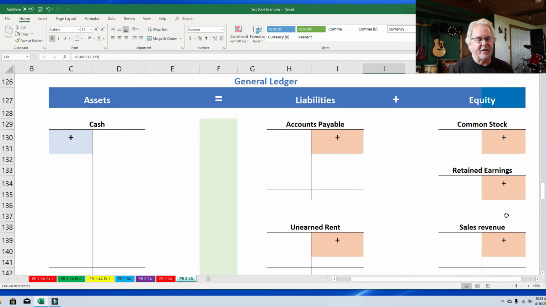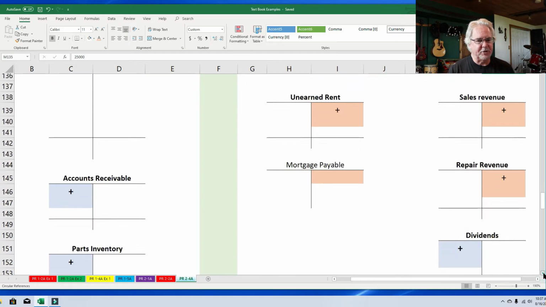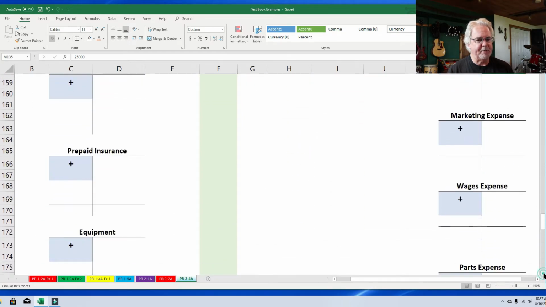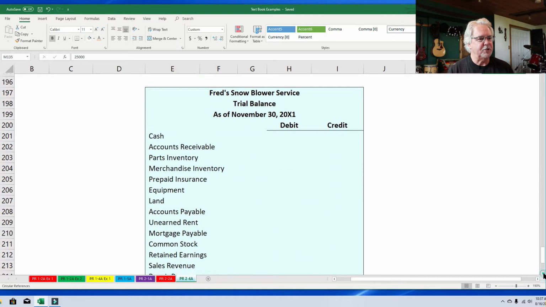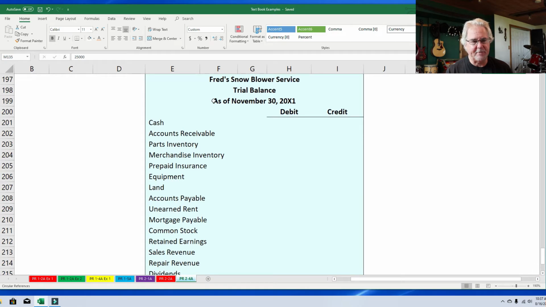Now, if we were doing this accounting for real, we would have those October numbers under cash and accounts payable and common stock and retained earnings and so on and so forth. All the numbers would be there. But since I'm trying to make this problem look like your homework, you have to create your own general ledger. And so we're going to take those numbers from October and drop them into their proper places. And then finally, after we've done all this, we are going to do a trial balance for November.